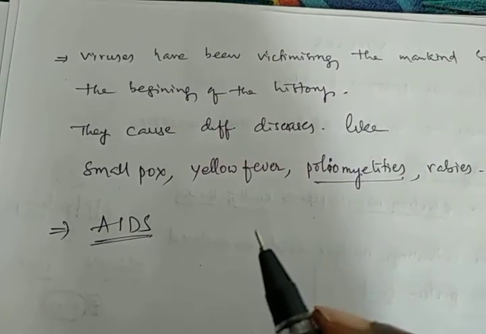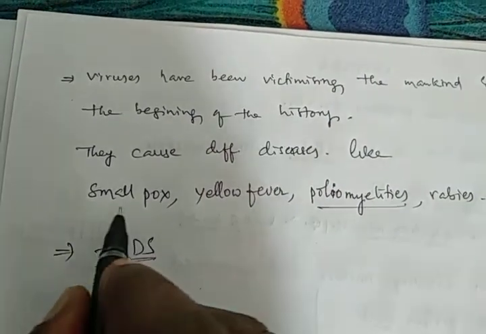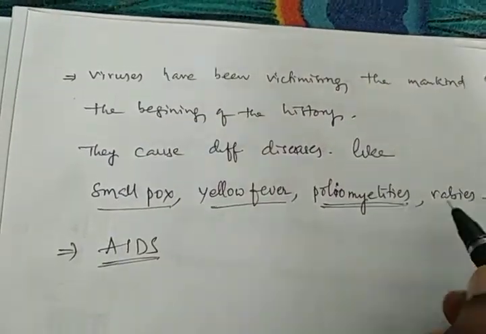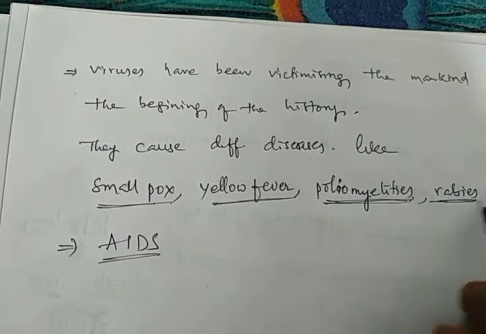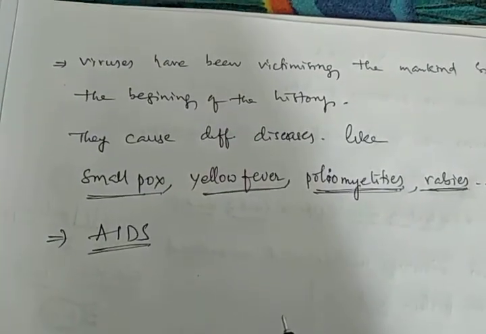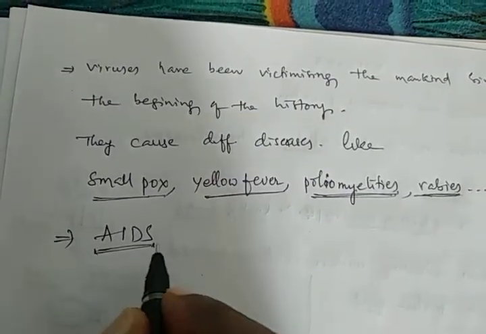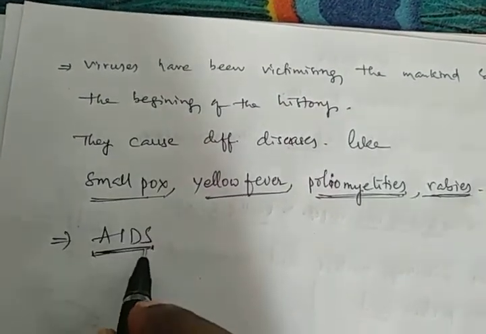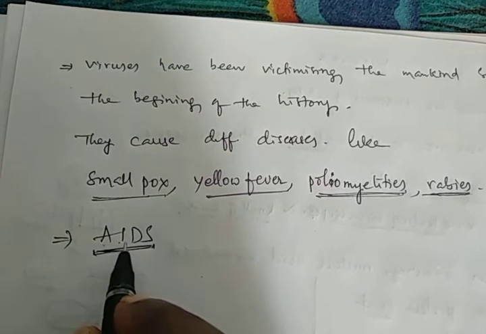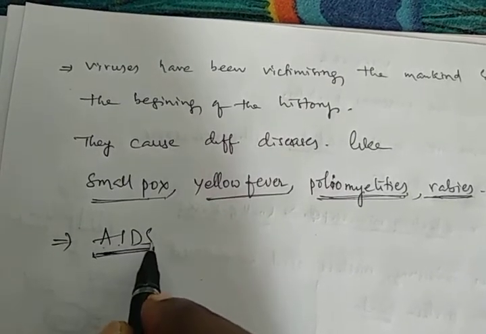Okay, so all these diseases were controlled by different types of vaccines made by scientists. But nowadays, the most dangerous disease caused by viruses is AIDS, acquired immunodeficiency syndrome.